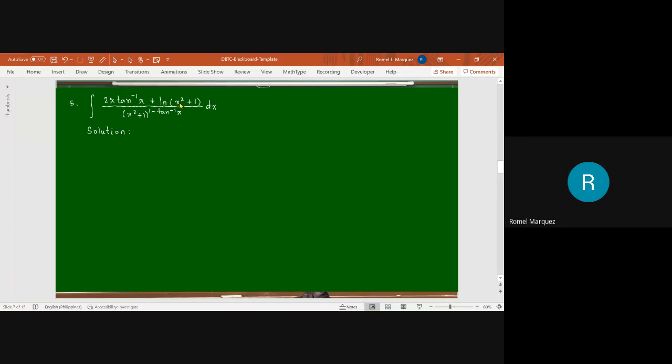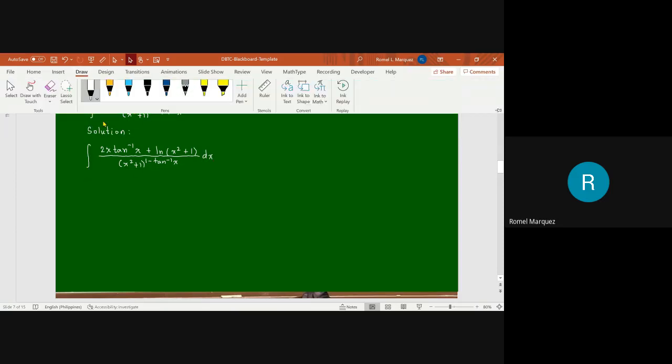So to be able to split that, first we must be able to segregate or get x squared plus 1 away from 1 minus tangent inverse of x. Okay, how to do that? We apply one of the laws of what? Of exponents, na. Okay, guys?